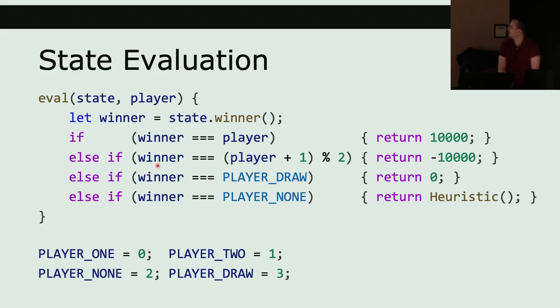Otherwise, if the winner is, and look, if player 1 is 0 and player 2 is 1, then in order to alternate back and forth between one player and the other player, we add 1, mod it by 2. So it goes 0, 1, 0, 1, 0, 1.